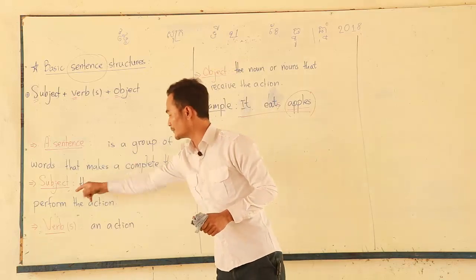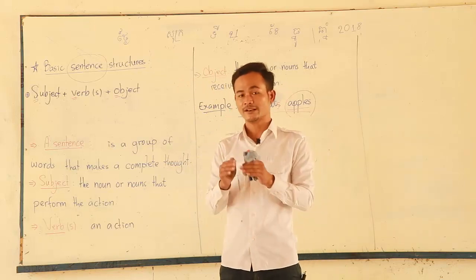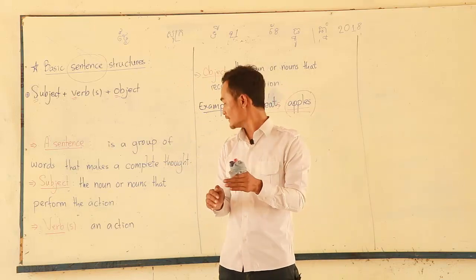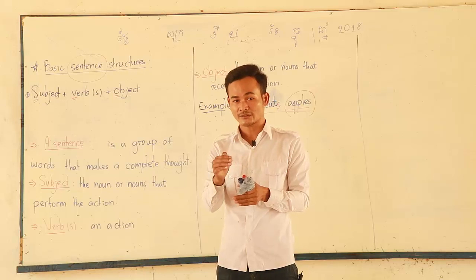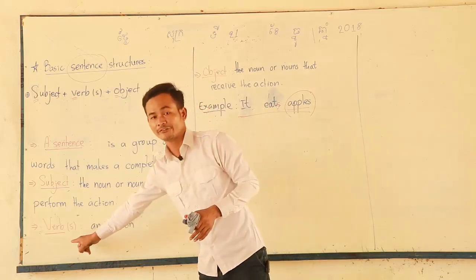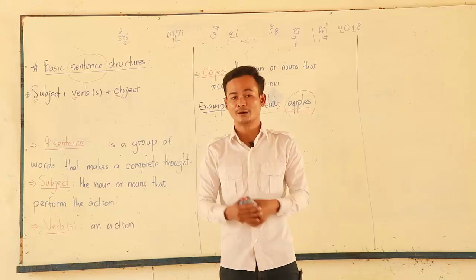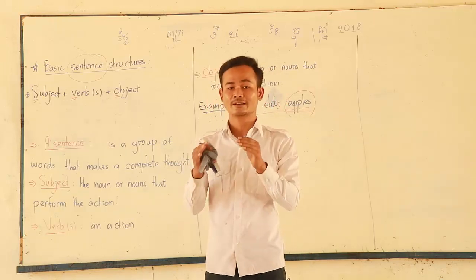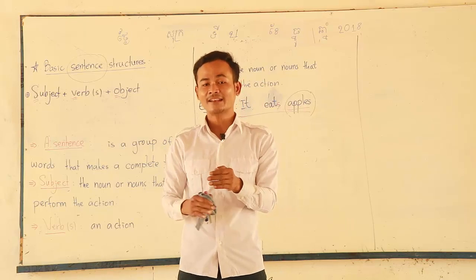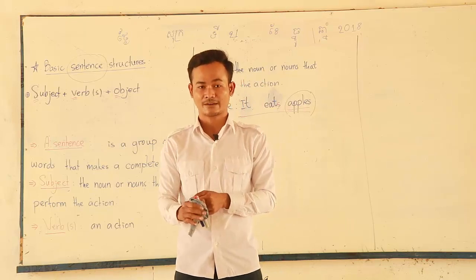And what does subject mean? It refers to the noun or nouns that perform the action. And verb shows an action in the sentence. Object refers to the noun or nouns that receive the action, right?